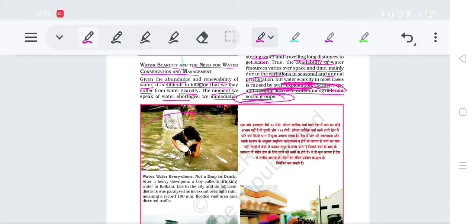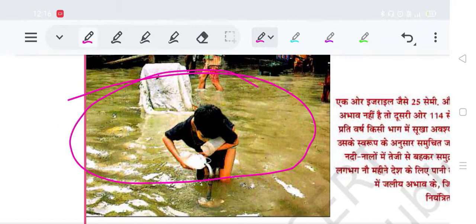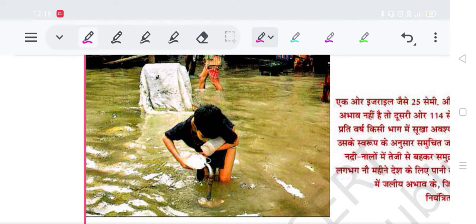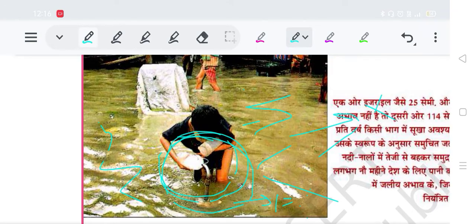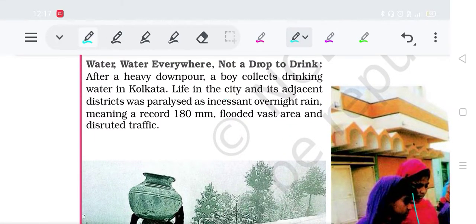See here, they are telling us, see, there is water everywhere, but you can't use this. This boy is filling water from a tap. Although there is water everywhere, you can't use this water. This is overexploitation. Water everywhere, not a drop to drink. Heavy downpour, boy collecting drinking water in Kolkata. Cities and adjacent districts were paralyzed by overnight rain, a record 180 mm, which flooded a vast area and disrupted traffic.